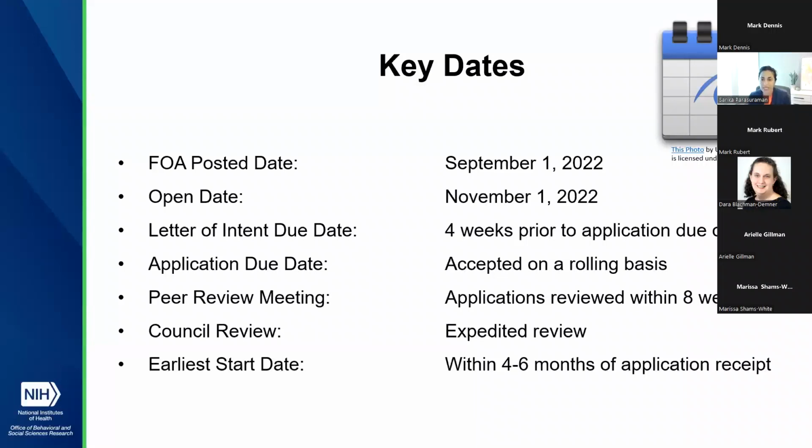With the peer review meeting, the goal is for applications to be reviewed within 8 weeks. Council review will also be expedited. And then the earliest start date for awarded applications would be within 4 to 6 months of application receipt. Next slide, please.